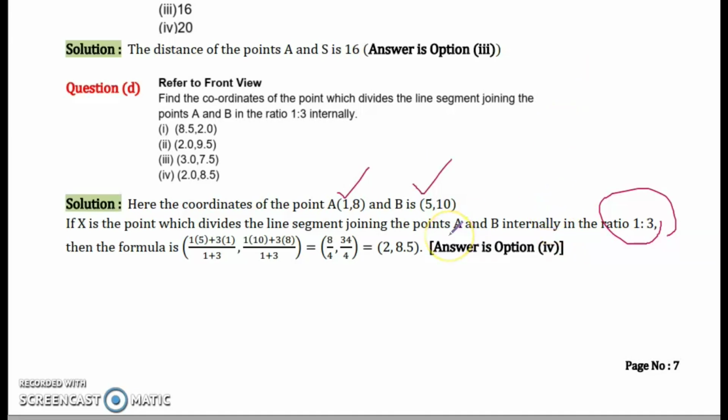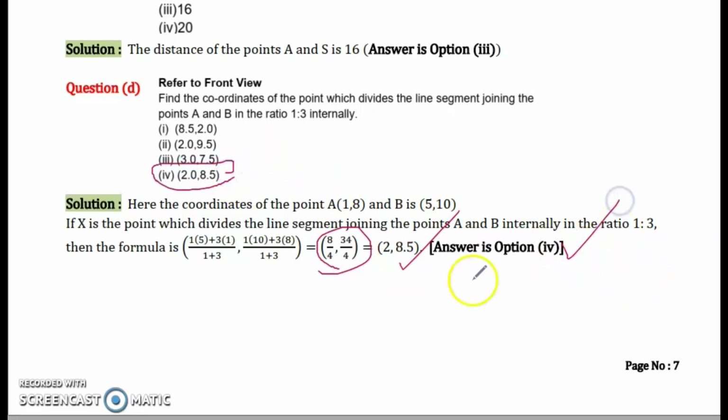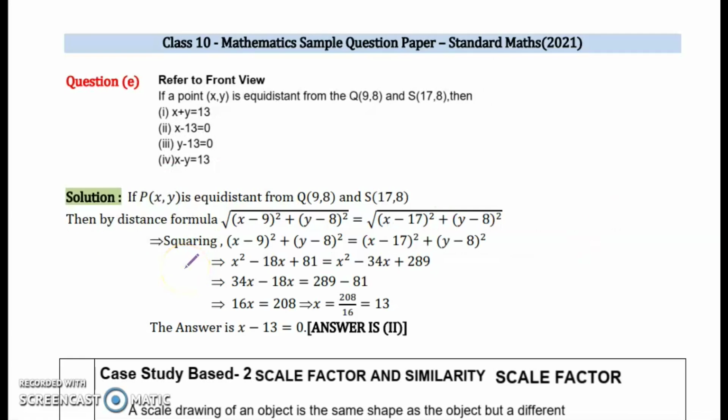Therefore, everybody knows the section formula. I think it is clear, right, sir? If you see here, it is m into x2 plus n into x1 divided by m plus n. In the same way, m into y2 plus n into y1 divided by m plus n. That means we are getting 8 by 4 comma 35 by 4, that is 2 comma 8.5. Therefore 2 comma 8.5 belongs to option number 4. Therefore the correct answer is the fourth option. Let us move on to the next problem.